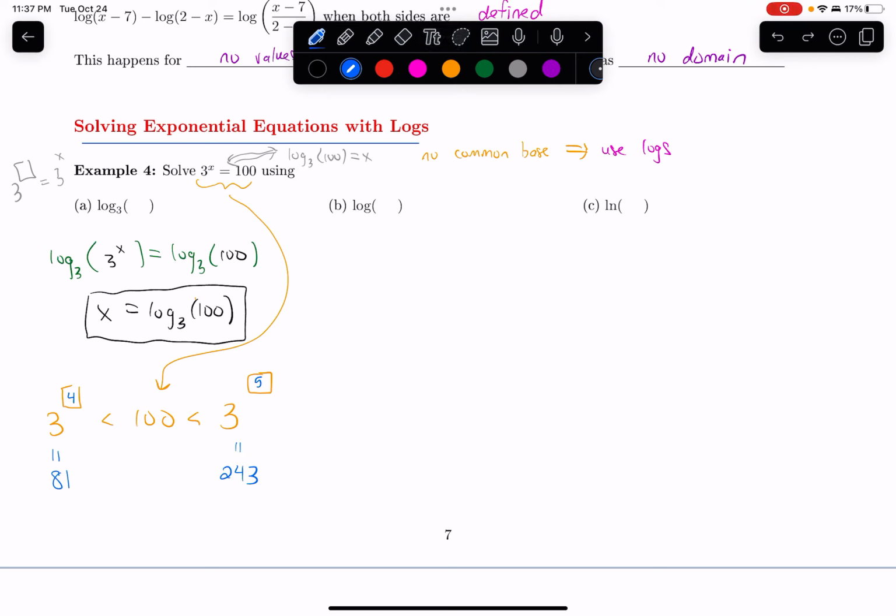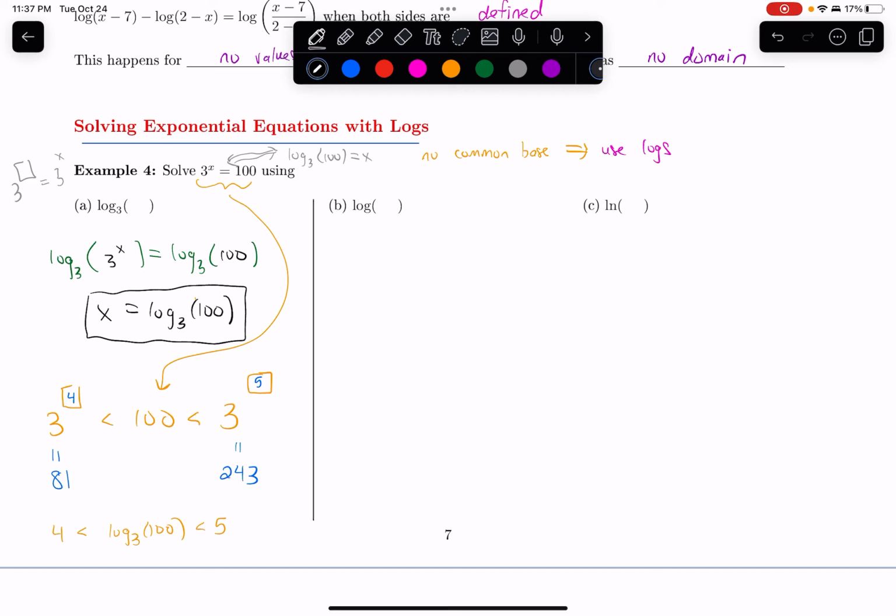So what that means is, log base 3 of 100, which represents this exponent that I'm trying to solve for, is something between 4 and 5. This exponent, log base 3 of 100, is some 4 point something something. Okay. All right, let's do part B.